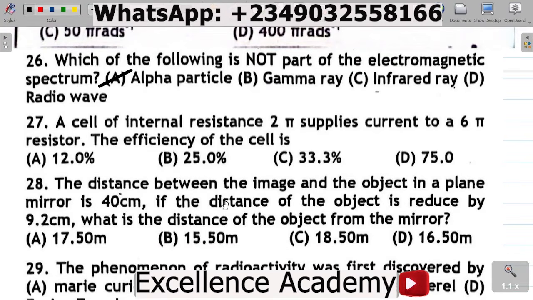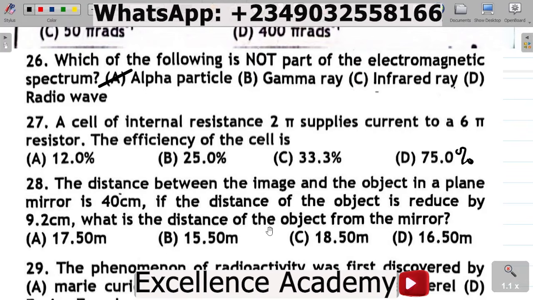Okay. Question number 27. It says a cell of internal resistance 2 ohm supplies current to a 6 ohm resistor. The efficiency of the cell is A, 12.0%, B, 25.0%, C, 33.3%, D, 75.0%. I guess there should be a percent here. So how do we solve this question here?